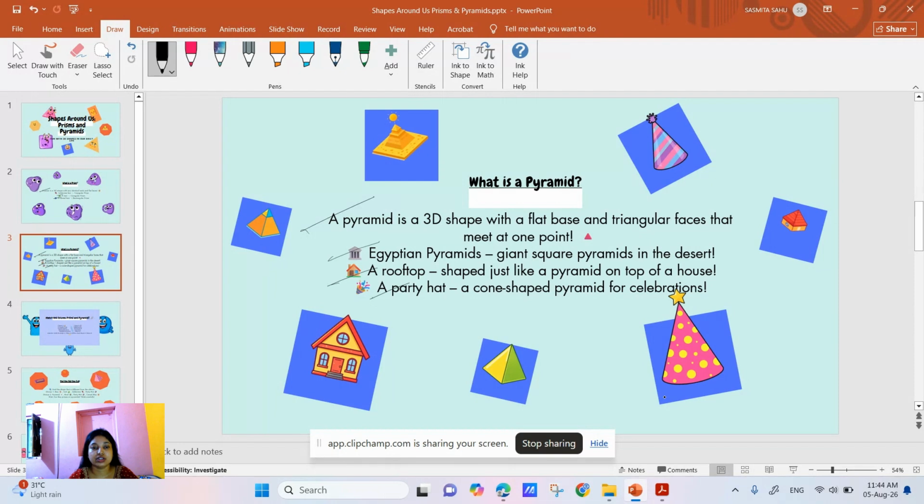Here you can see, there is only one base. Okay, only one base, and all the lines from the vertices are joined at a particular point. Here you can see they are joined at a particular point. Okay, so these are called pyramids. They have only one base and the vertices are connected with one point. It is called a pyramid.